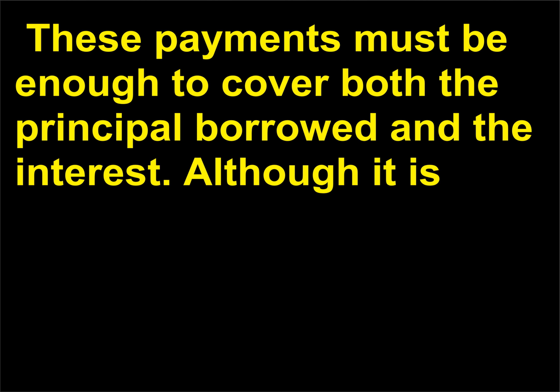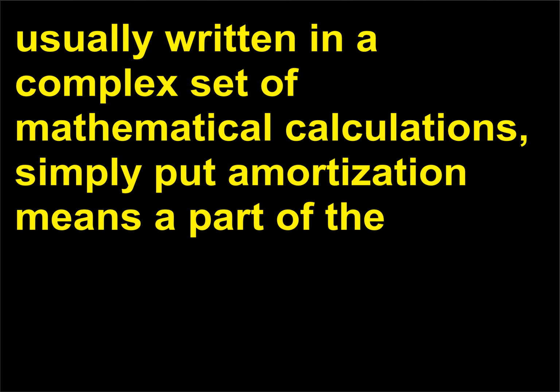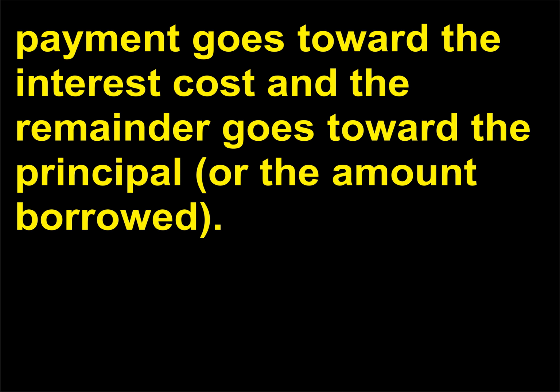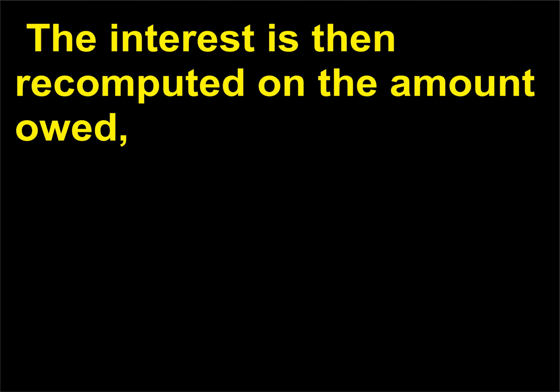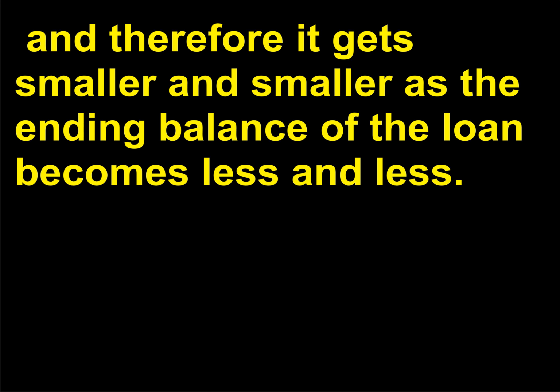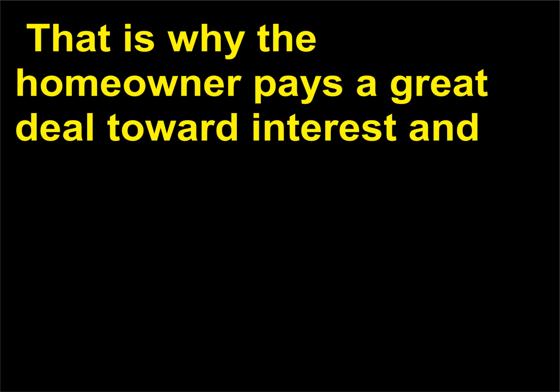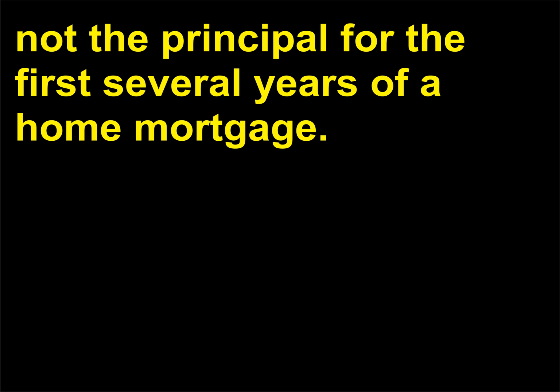Although it is usually written in a complex set of mathematical calculations, simply put, amortization means a part of the payment goes toward the interest cost and the remainder goes toward the principal, or the amount borrowed. The interest is then recomputed on the amount owed, and therefore it gets smaller and smaller as the ending balance of the loan becomes less and less. That is why the homeowner pays a great deal toward interest and not the principal for the first several years of a home mortgage.